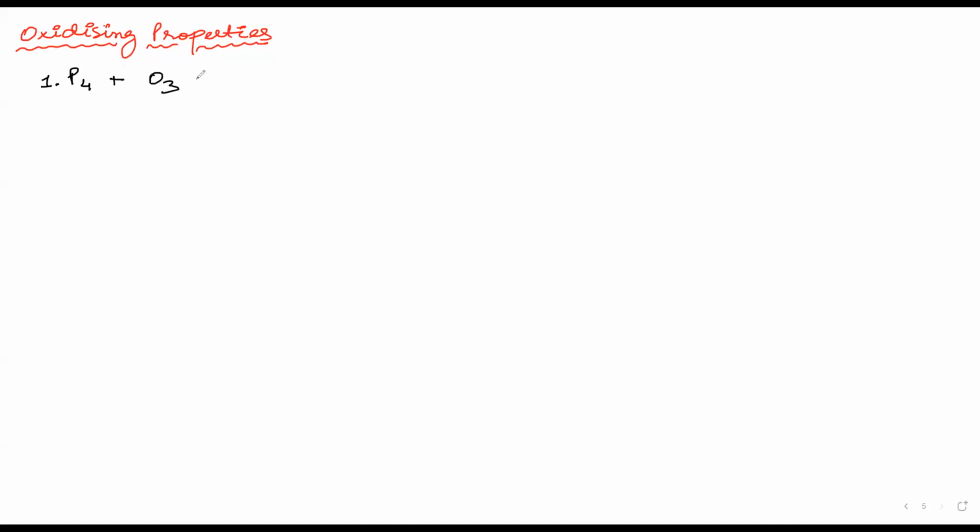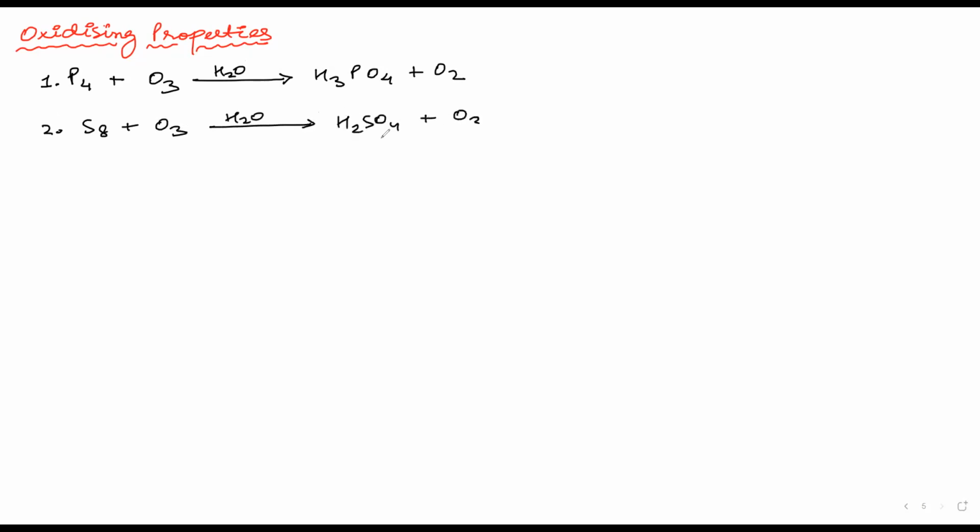So P4 plus O3 gives H3PO4 plus O2. Now you will say, sir, where did this hydrogen come from? It is done in aqueous state. Similarly, if you have S8 plus O3, again in H2O, it will give you H2SO4 plus O2. See, oxidizing means, can you see that P here is in zero form? Now when you see P here, it is in plus 5. S here is in zero form, and here it is in plus 6. So it is giving the phosphorus and sulfur the maximum oxidation state. That is why it is an oxidizing agent.